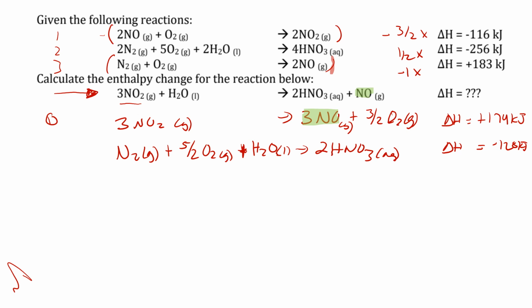So it's going to be 2NO gas produces N2 gas plus O2 gas. This is going to be delta H of negative 183 kilojoules.